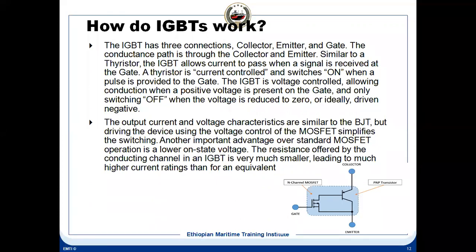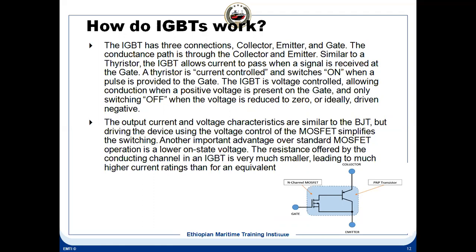Similar to a thyristor, an IGBT allows current to pass only when a signal is received at the gate. So a thyristor is current controlled and switches on when a pulse is given to the gate. IGBT is voltage controlled. Okay, IGBT is voltage controlled. Why? Because we are giving a voltage at the gate. So it is a voltage control device.